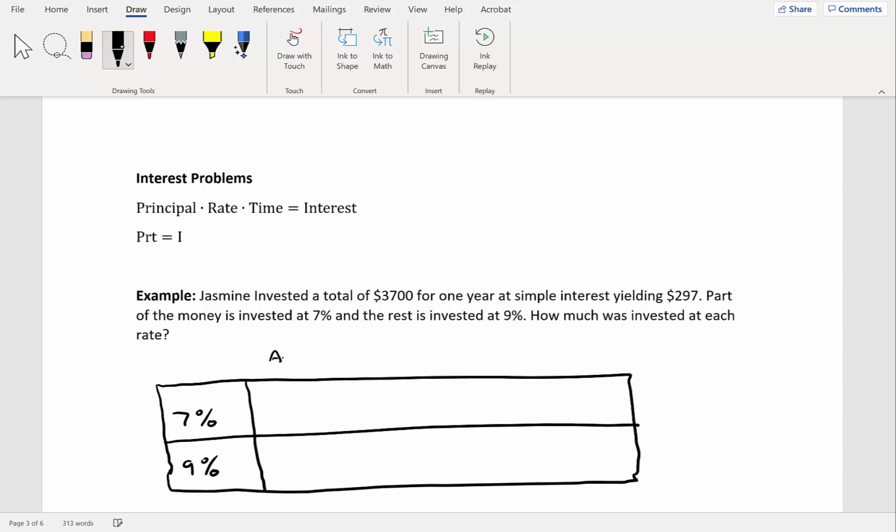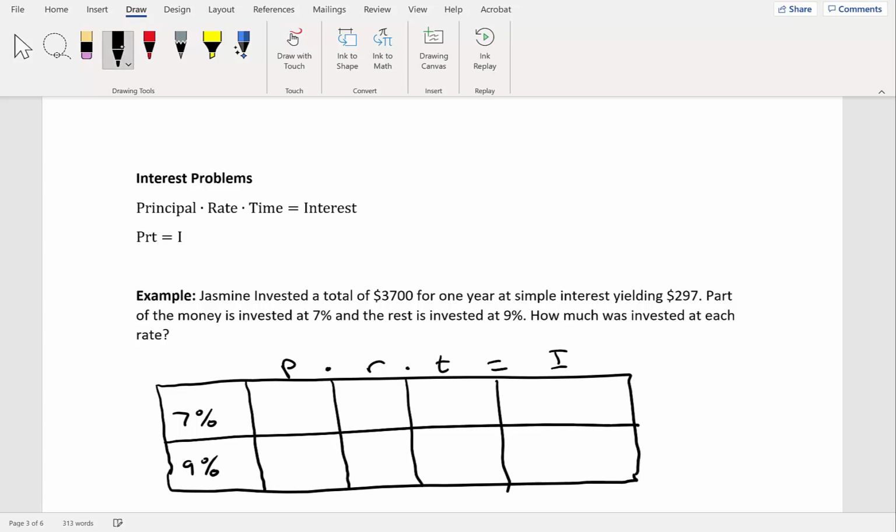Okay, so we'll have the amount. Let's use our formula. So let me use the same words. So we have principal times rate times time. This has to be equal to the interest.